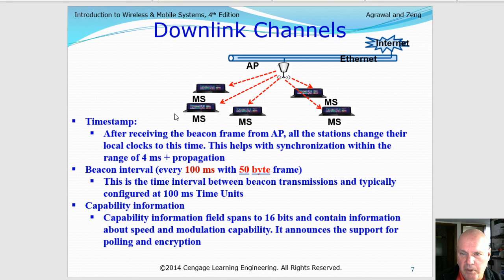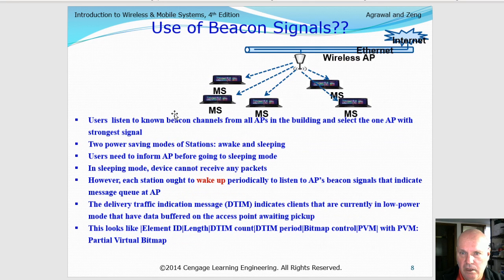There is a capability information field within the beacon that contains information about the different modes supported by the access point. Okay. So users listen to the beacons to select an access point.